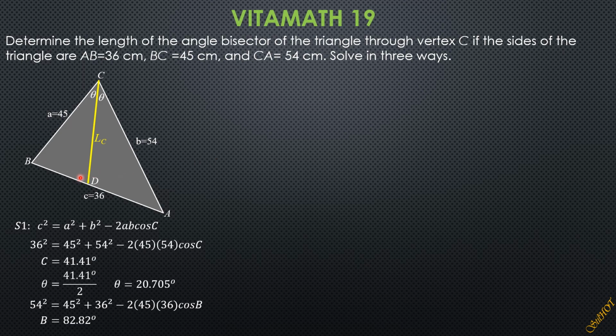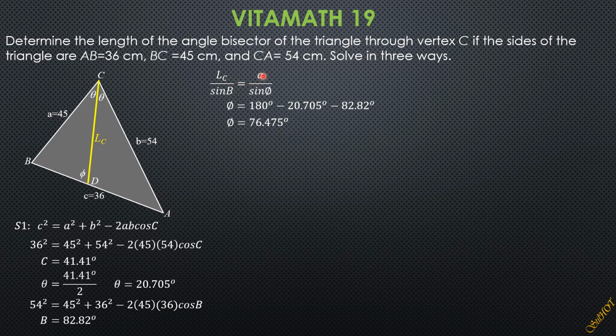So we now solve for this angle here. I'll call that P. P is 180 degrees minus theta minus angle B. So L sub C as to sine angle B equals A as to sine P. So this would be the next step to solve for L sub C. To solve for P, this angle here, in this triangle it is 180 degrees minus theta minus angle B. So 180 degrees minus theta, which is 20.705 degrees, minus B, which is 82.82 degrees. So angle P is equal to 76.475 degrees.